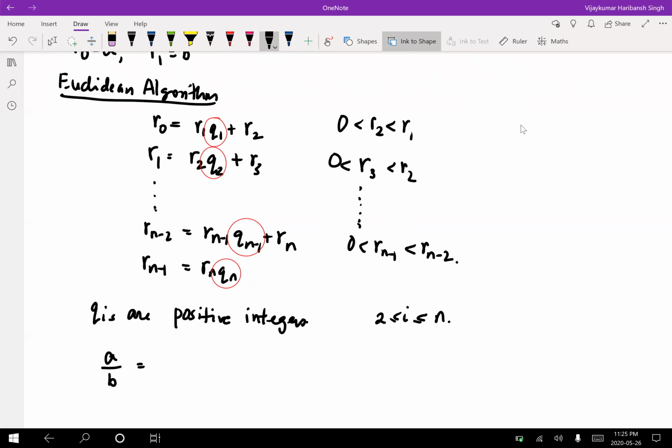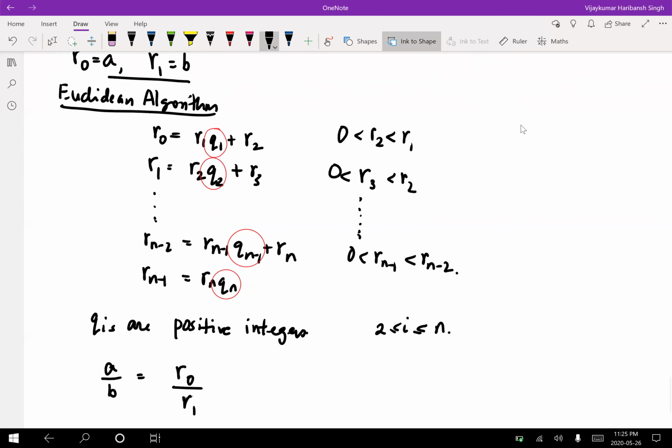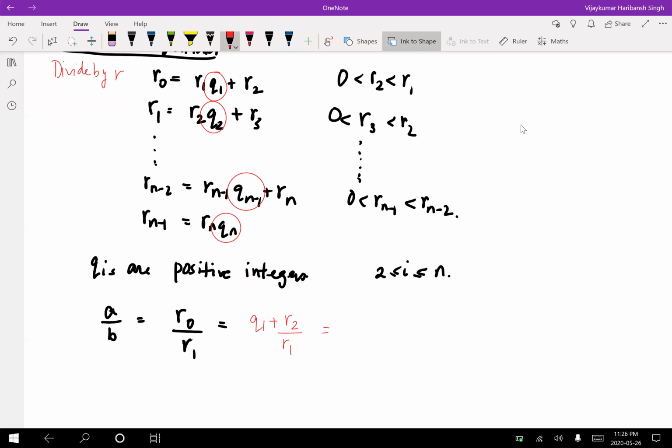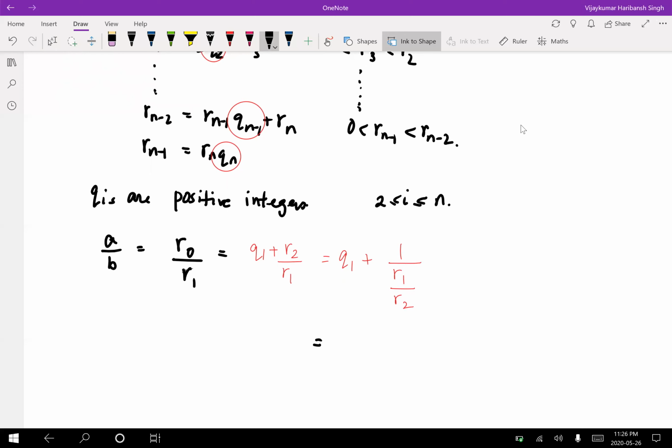A is R0, so it's going to be R0 divided by R1, because your R1 is b, recall here. So that is going to be, now I can write this by dividing this equation by R1. What do I get? I get Q1 plus R2 divided by R1. And since I want 1 here, I can write it as Q1 plus 1 upon R1 divided by R2.